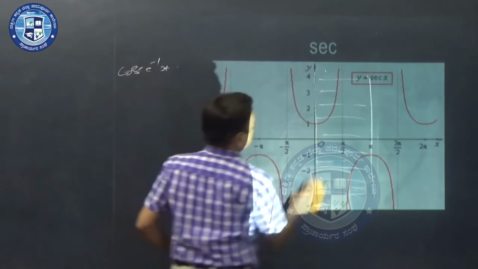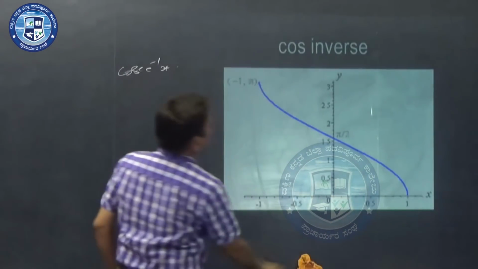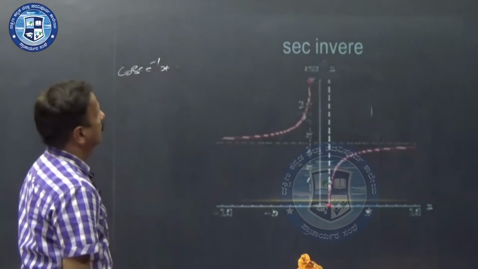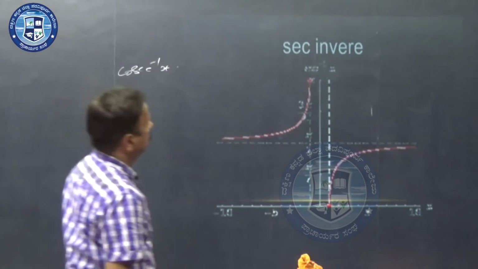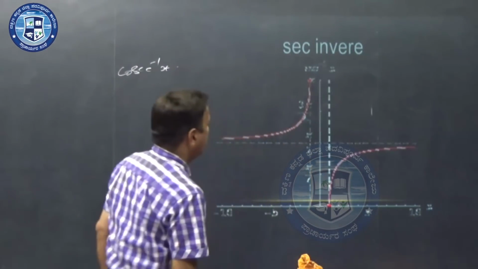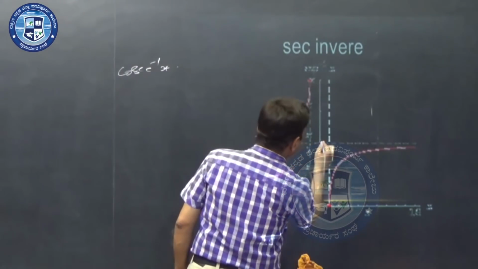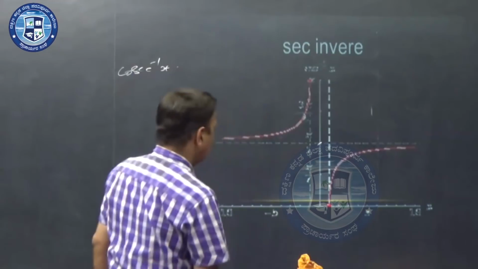If you draw the graph of secant inverse, go for secant inverse, come on, next. Secant inverse. You find that this is 0. Just a moment, okay, just a minute.